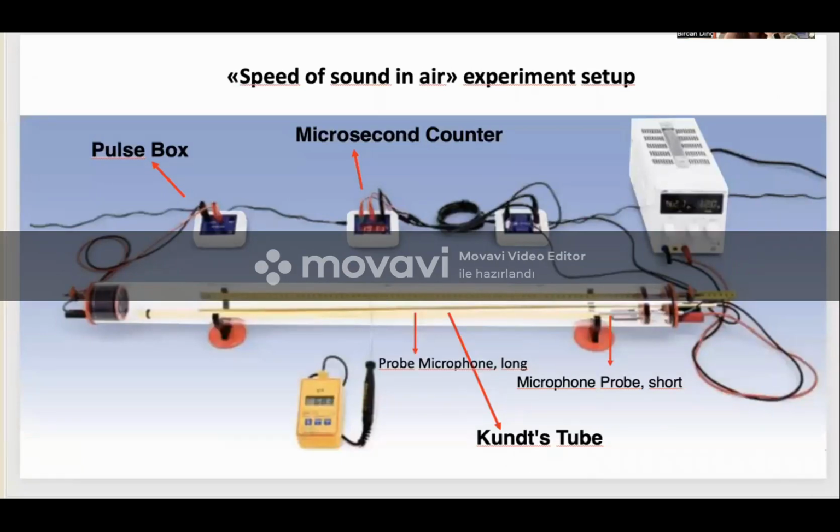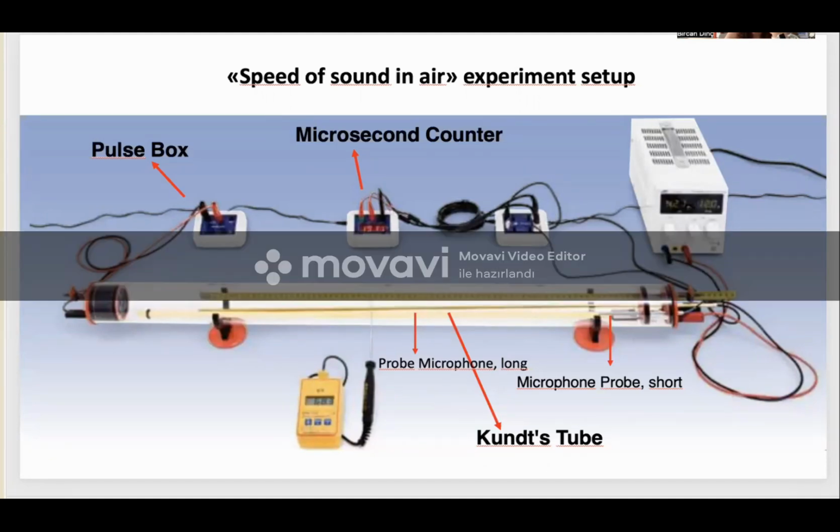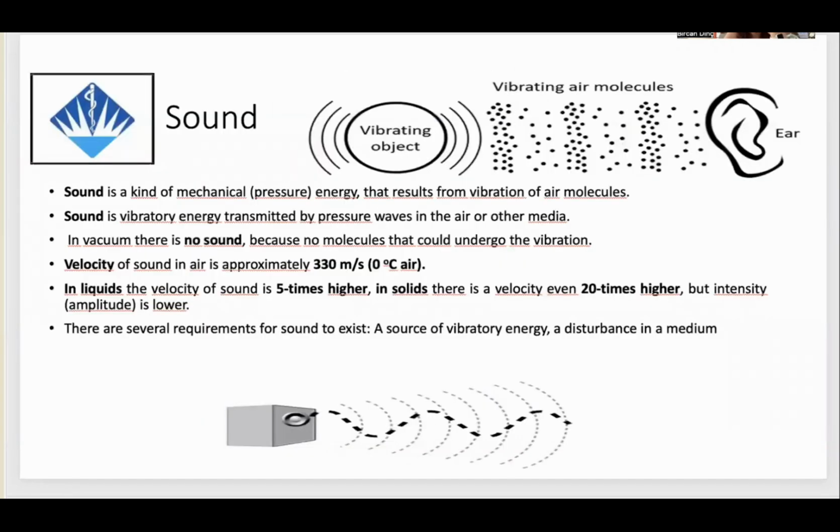Performed in the lab. So this lab's experiment is the speed of sound in air. You see here our experimental setup. This is Konstup. We have a power supply, microsecond counter, pulse box, and also we have this one. This is for giving the pulses also. So here, let's define the sound.